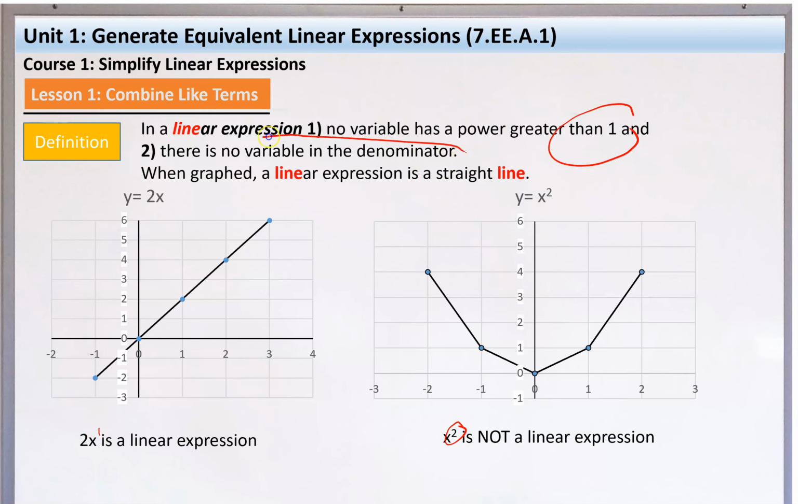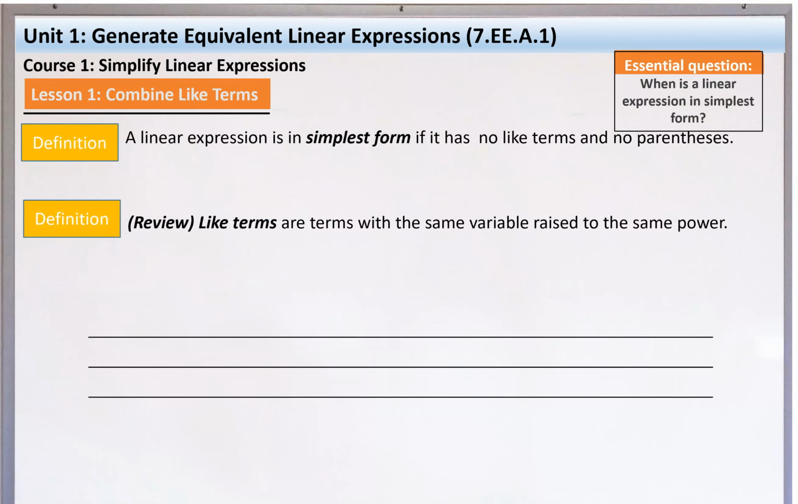Also, you cannot have a variable in your denominator. So even if it's to the power of 1, if you have, for example, 2 divided by x, that's not linear because you cannot have a variable in your denominator and be linear. And also, as the name implies, when you graph the linear expression, it's a straight line. Because we're going to talk a lot about linear expressions, I want you to know what a linear expression is.